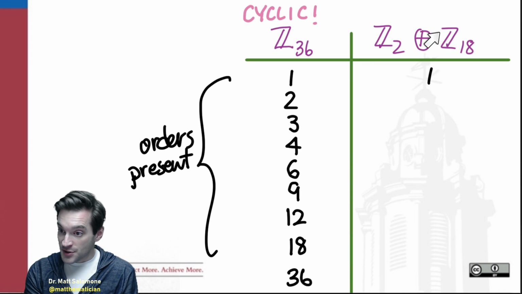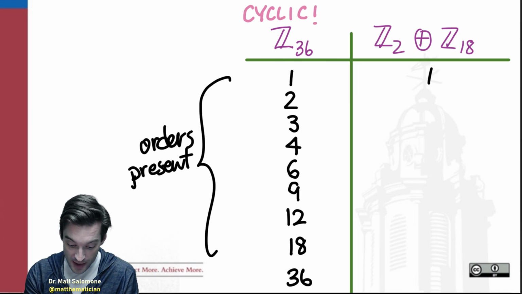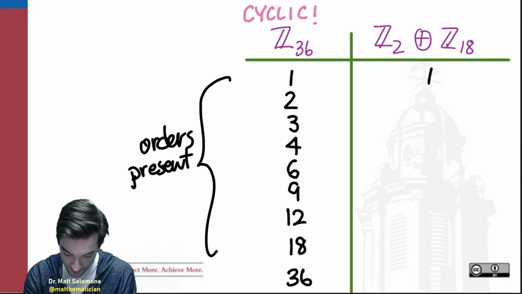Let's do the same thing for Z2 direct product Z18. Now, we already convinced ourselves that there is no element of order 36. But we also convinced ourselves that there was an element of order 18.